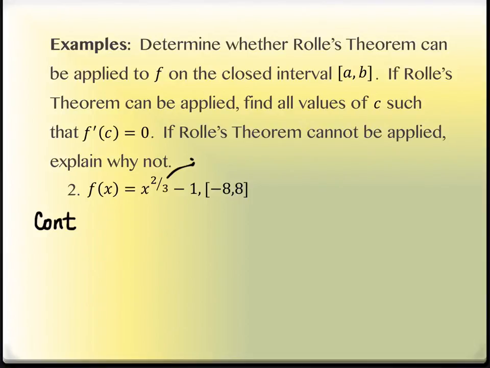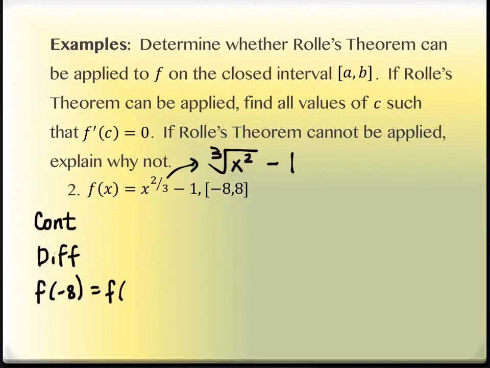This might be helpful for you to remember what this actually is. This is the cube root of x squared, and then minus 1 on the outside. That's what that 2/3 power means. All right, did I write it wrong? Are we okay? Cube root of x squared. Okay. Continuous. We're going to check differentiable. And we're going to check that f of negative 8 equals f of 8.